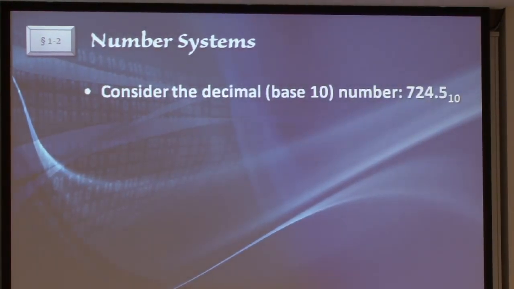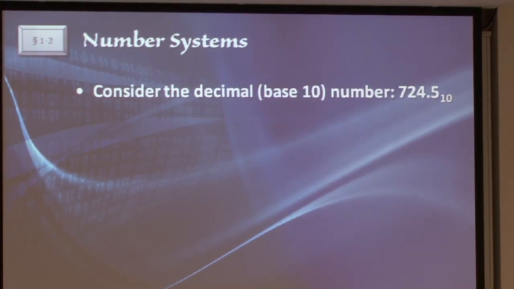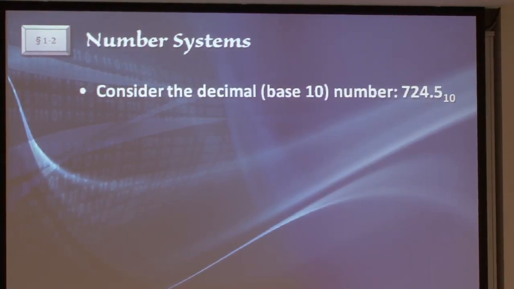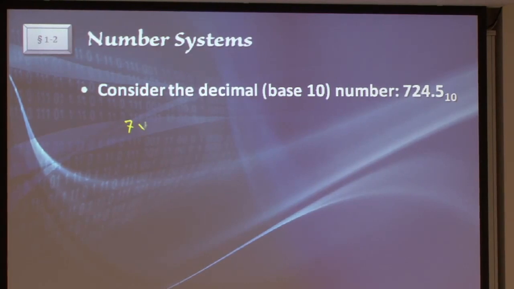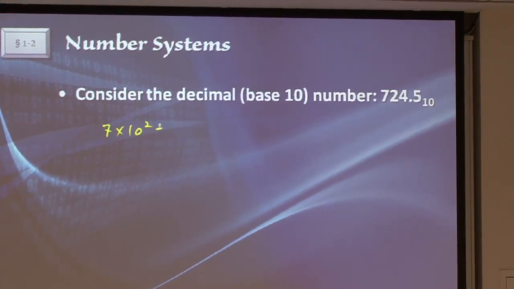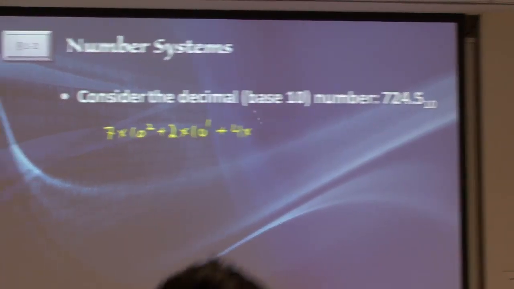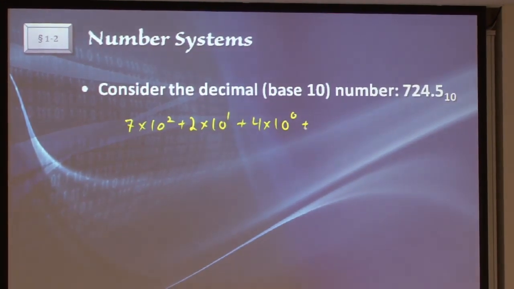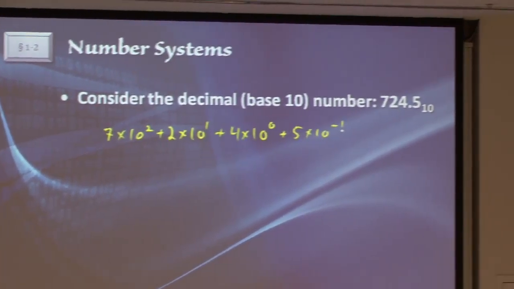Okay, so back to our example, we said we count in base 10 using 10 digits. And if you want to start formalizing what it means to count in base 10 and do mathematics in base 10, take the number 724.5. We can say that this number is really a combination of 7 times 10 to the power of 2, plus 2 times 10 to the power of 1, plus 4 times 10 to the power of 0, and then continuing this logic, 5 times 10 to the power of minus 1.